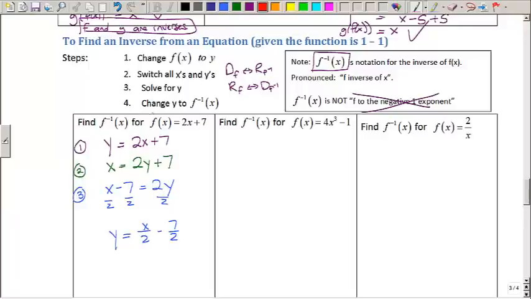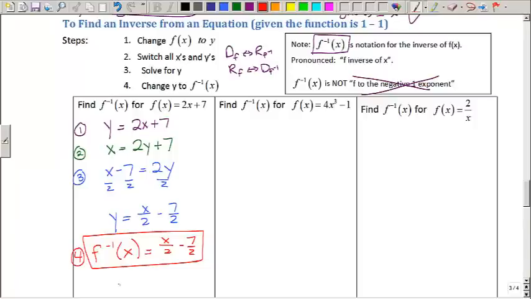My fourth step says change my y back to f inverse of x. Notice the problem was given to me in function notation, so I need to give my answer back in function notation. Although this is not the same function, it's the inverse function. So I write f inverse of x is equal to x over 2 minus 7 over 2. I could also write the same function as x minus 7 all over 2. Both of these answers are acceptable.